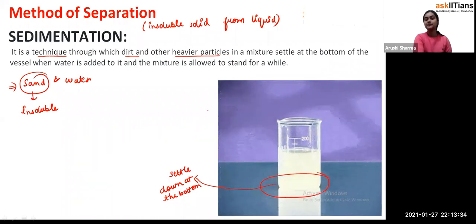Exactly, student. For example, when you have taken the water in the beaker and you add the sand into it and stir it, you just keep it undisturbed for some time. After some time, you will see that the sand particles, dirt particles, or the heavy particles are going to settle down at the bottom. So, student, this process, the settling of the dirt particles or the heavier particles, the impurities, is called the sedimentation process.